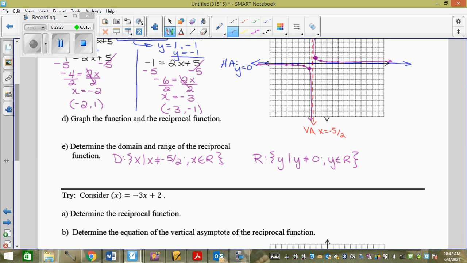This one says try. We're going to try it. We're going to do quadratic. Yep. So try this one out. Everything, you got to do it all.